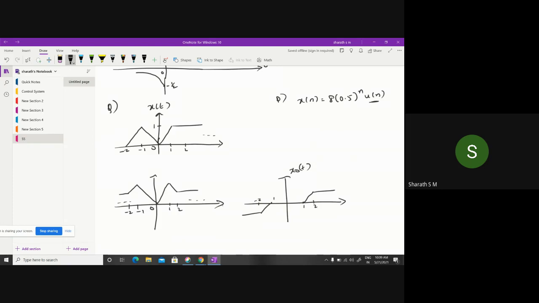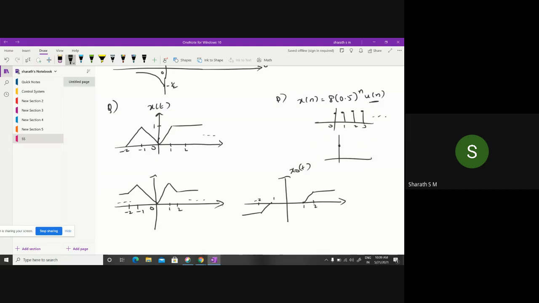Now 8 into 0.5 power n into u of n. First, write down the unit step function. So that is from 0 to infinity: 0, 1, 2, 3 up to infinity. Afterwards, 0.5 power n is acting as amplitude level. Where n is equal to 0, 0.5 power 0 is 1. So at 0, its amplitude level is 1.